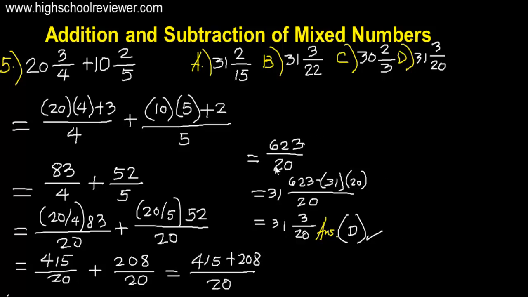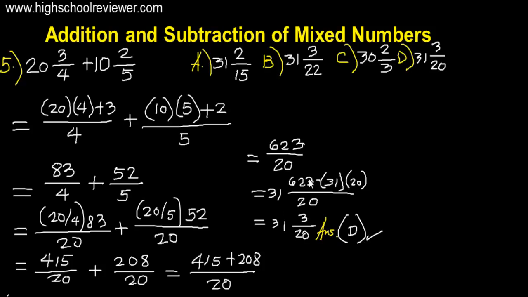623/20. This is not our final answer. We have to convert this to a mixed number. So 623 divided by 20, the whole number is 31. Copying the denominator, and for the numerator, that will be 623 minus the product of the whole number and the denominator. We will arrive at 31 3/20, and that is letter D.